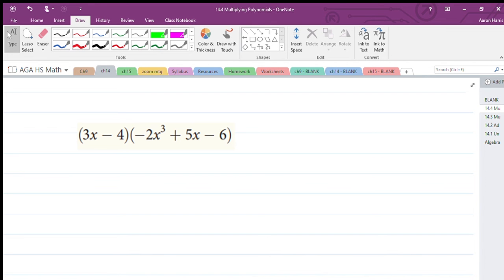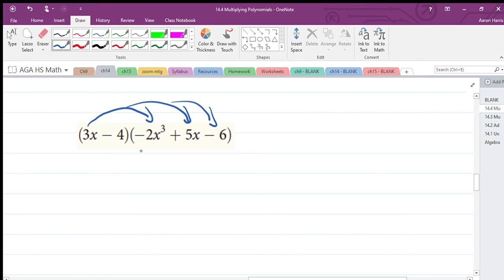Example number 2, when multiplying a binomial times a trinomial. Okay, so how many arrows do I have up top? 3, because I got to multiply the first term by every single term in the second. And then I have the second term in the binomial times every single term in the second polynomial. The trinomial has 3 terms. So let's write it out. Let's go fast. Here we go.